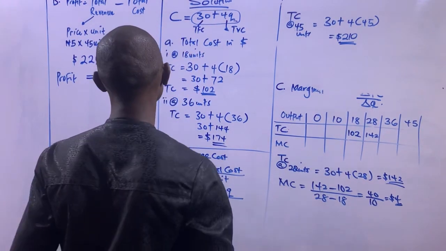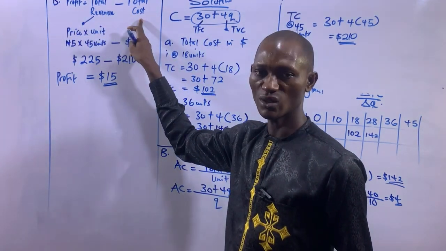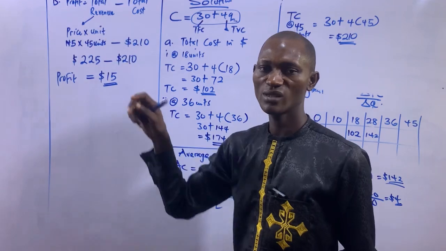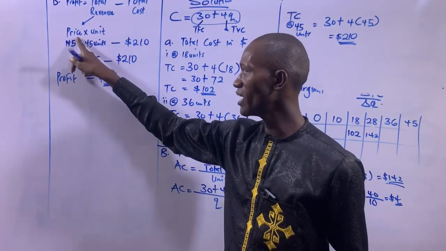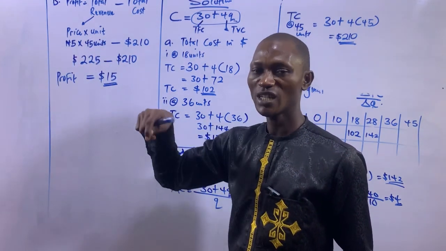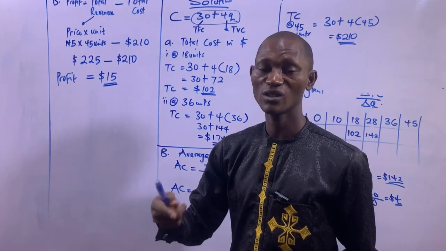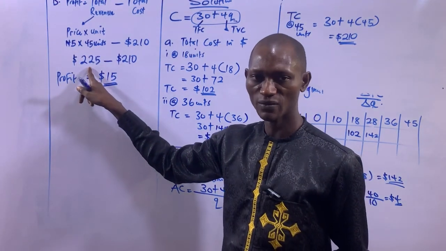Let me take that again. To get our profit is total revenue minus total cost. And our total revenue is gotten by price times units of output produced. So the price is given in the question as $5. The units at which we want to get the profit is 45 units. So 5 times 45 gives us $225.